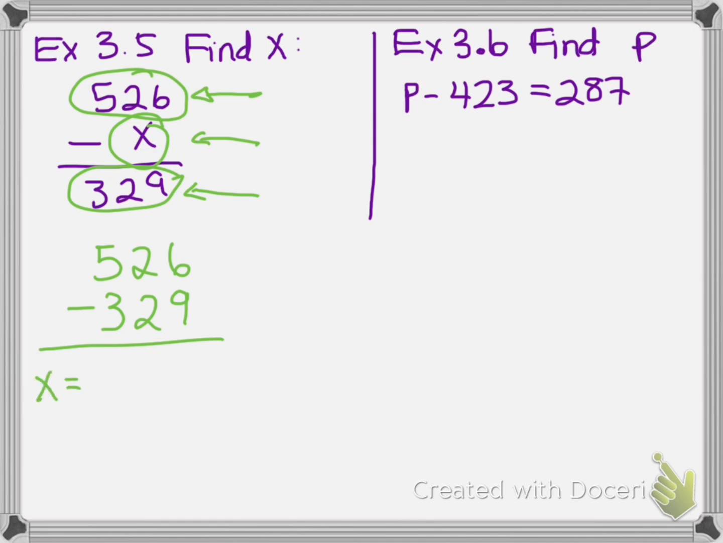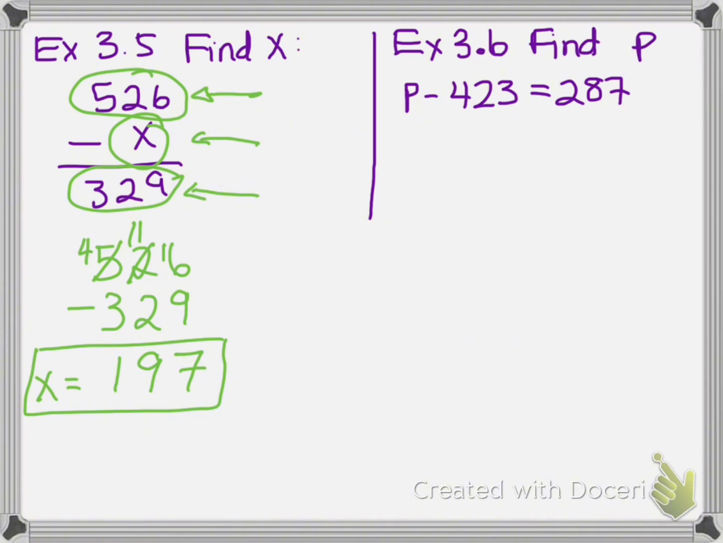If I subtract here, I'm going to have to borrow again. That's going to be 1 and 16. 16 minus 9 is 7. Then I have to borrow again. And that's going to be 11 minus 2, which is 9. And 4 minus 3, which is 1.